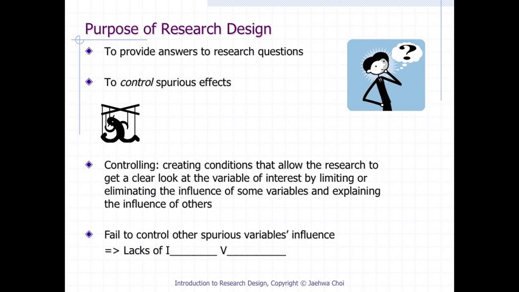The main purpose of research design is controlling spurious effects from research conclusions. This concept of controlling by research design is creating conditions that allow the researcher to get a clear look at the variable of interest by limiting or eliminating the influence of some variables or explaining the influence of others. Then, what would be the consequence on the research if we fail to control other spurious effects or influences? If we fail to control other spurious effects, our research becomes less internally valid.